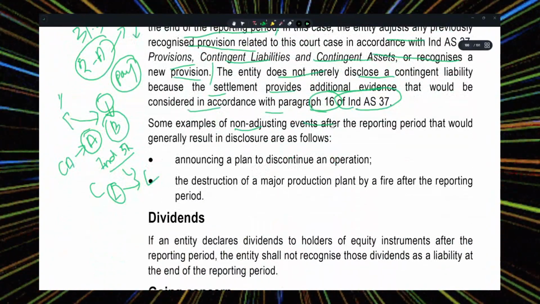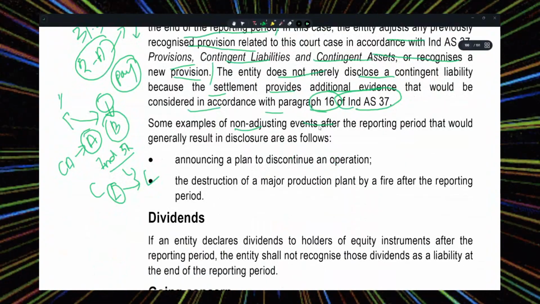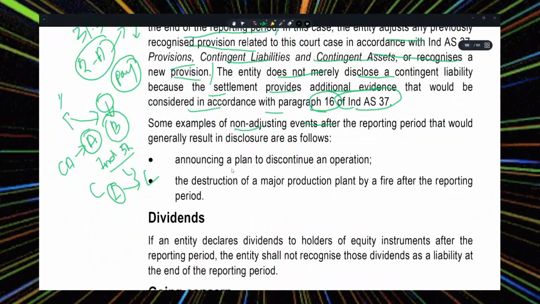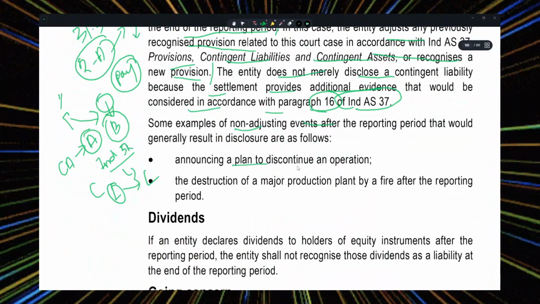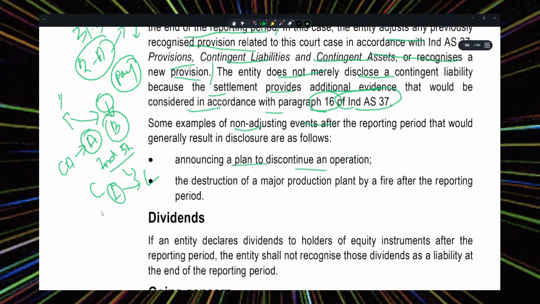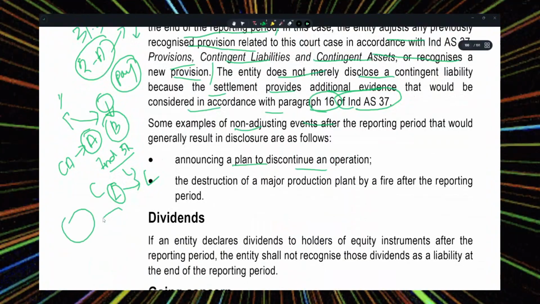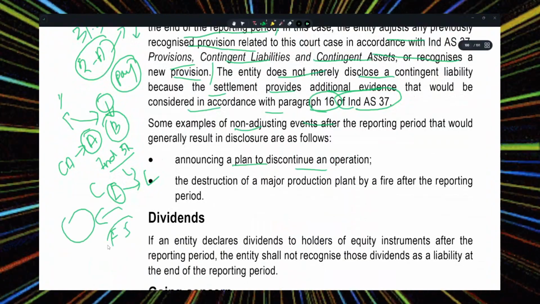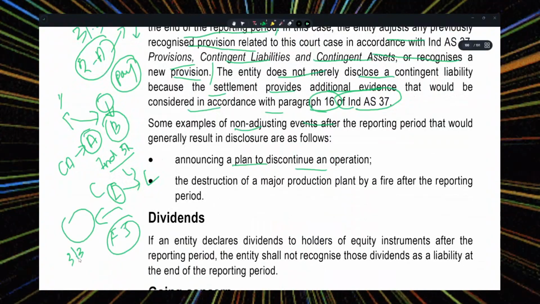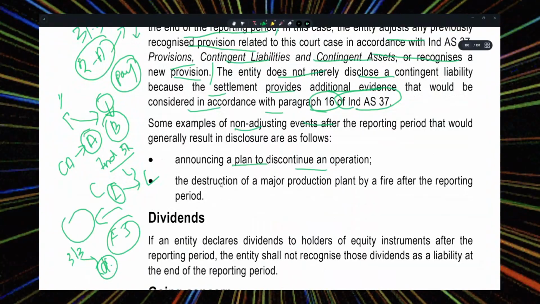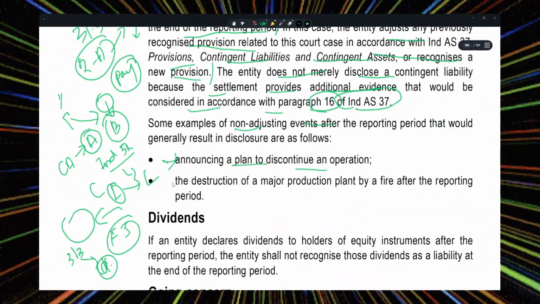Some examples of non-adjusting events after the reporting period that may generally result in disclosure are the following: announcing a plan to discontinue an operation. Sometimes the company says, sir, we are doing an operation right now, but due to the financial situation, we don't want to continue. So on 31st March, it is an operation, but after that it became a discontinuing operation. So what should we do? We need to disclose it.